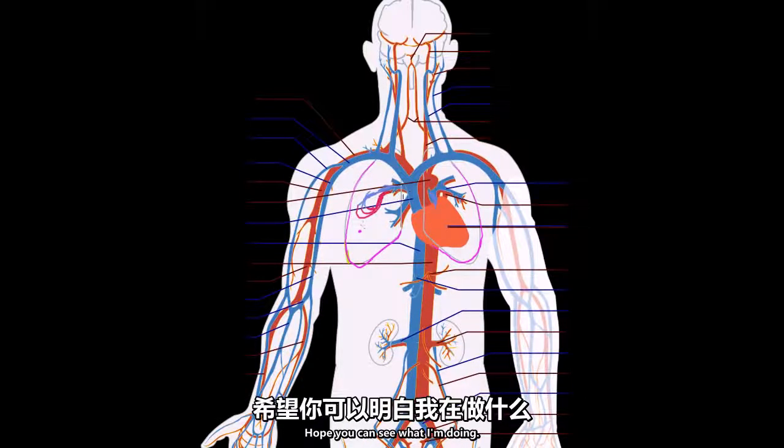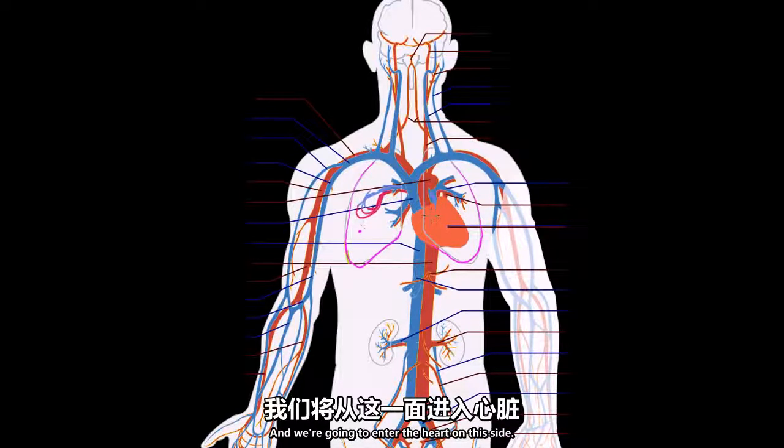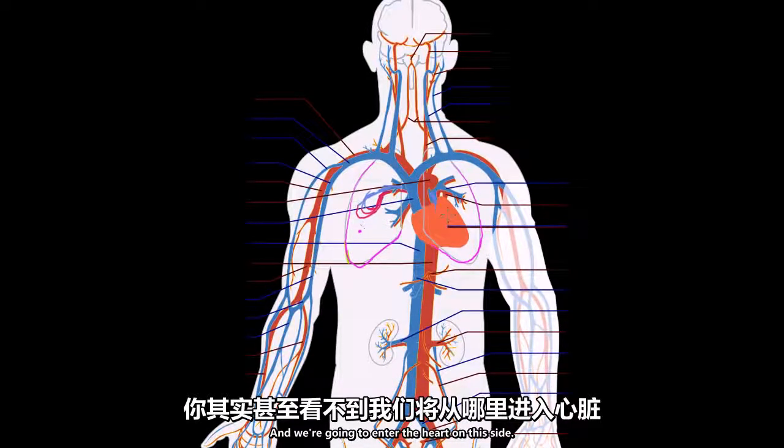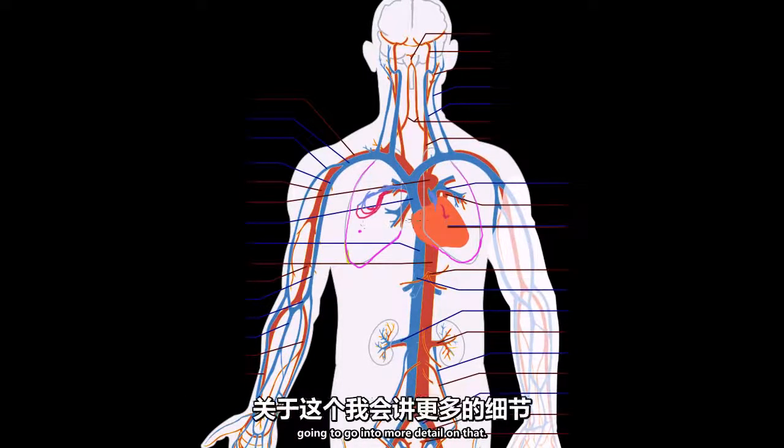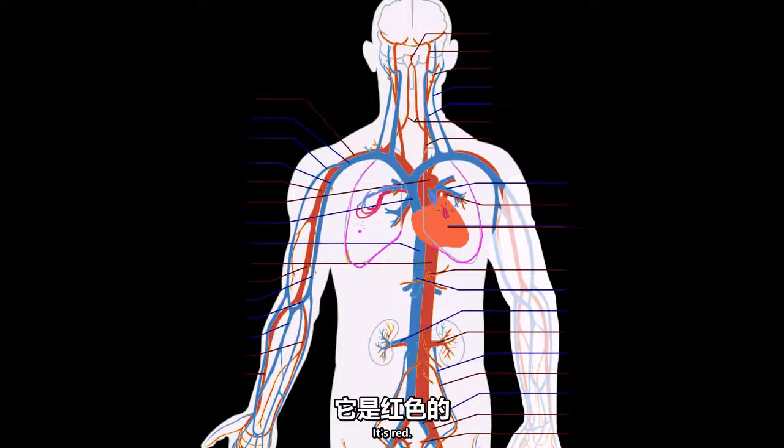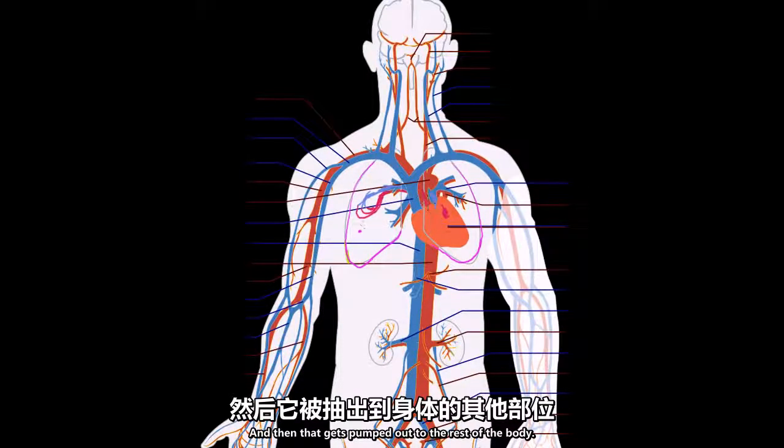Hope you can see what I'm doing. And now we're going back to the heart, and we're going to enter the heart on this side. We're going to enter the heart right over here. You actually can't even see where we're entering the heart, but I'm going to go into more detail on that. Now we have oxygenated blood. It's red, and then that gets pumped out to the rest of the body.